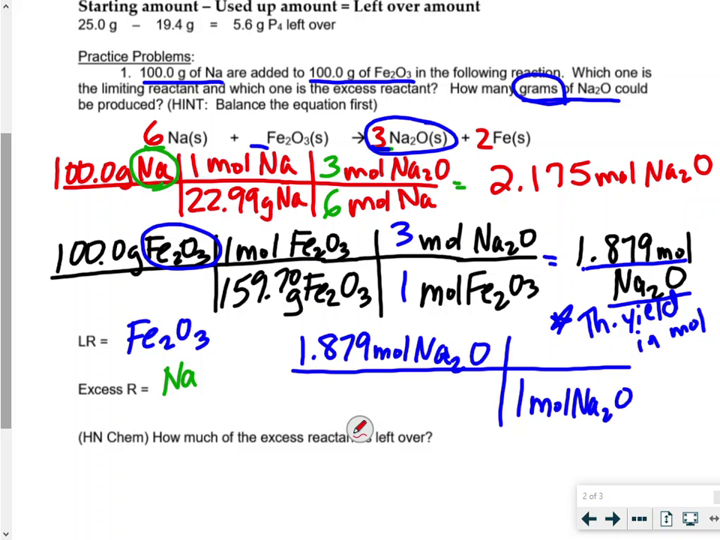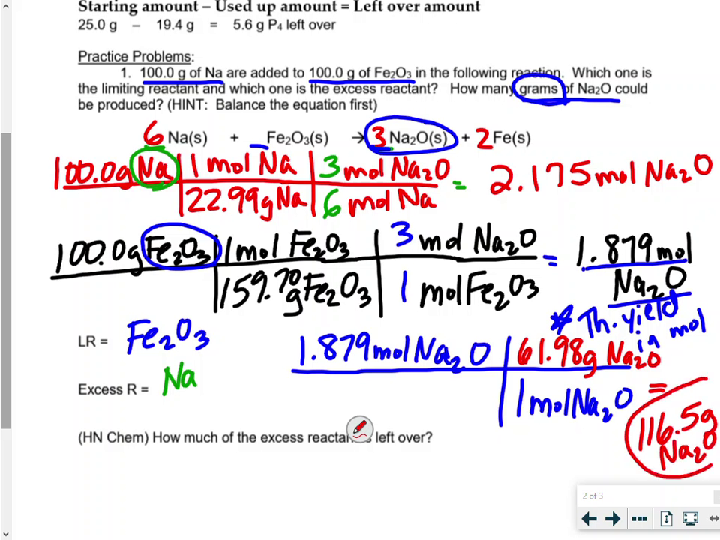Who has the molar mass? There's my gift to you. Those are your grams of sodium oxide. And how many grams would we make as our theoretical yield here? 116.5. 116.5 is correct. Very good. So this is our theoretical yield that we would use if we were trying to calculate percent yield with an actual. All right, so that's the beginning part.